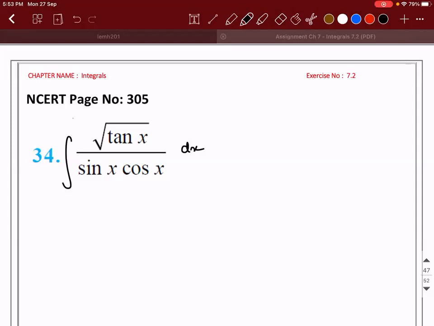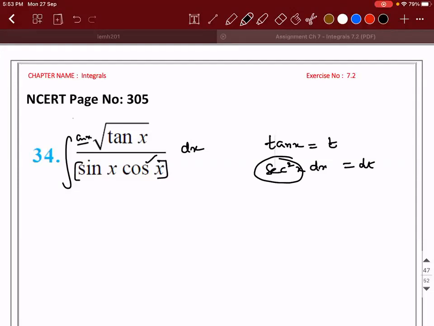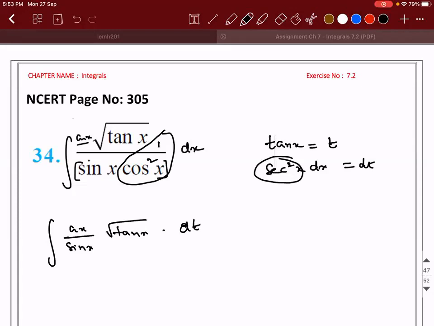If you take something under a square root as t, then secant square x dx can be written as dt. But we don't have a secant square x in the question. So for that, I'll multiply and divide it with cos x. Does that make sense? So that 1 divided by cos square x becomes secant square x. Integral of cos x divided by sin x into root of tan x into secant square x dx.